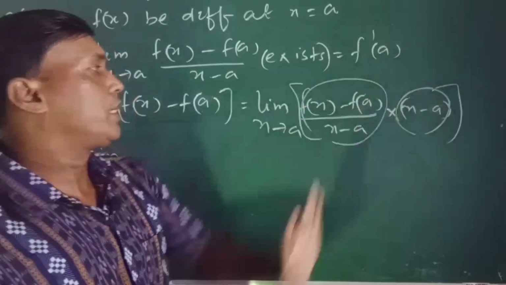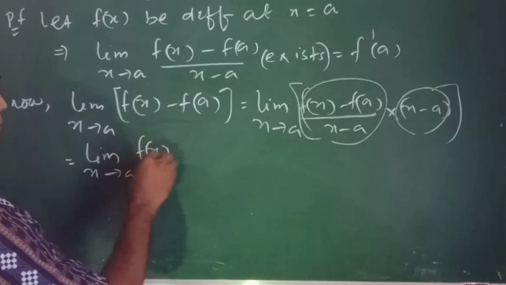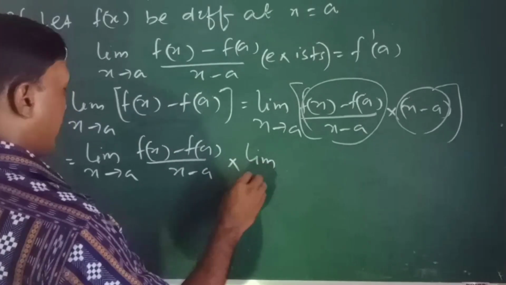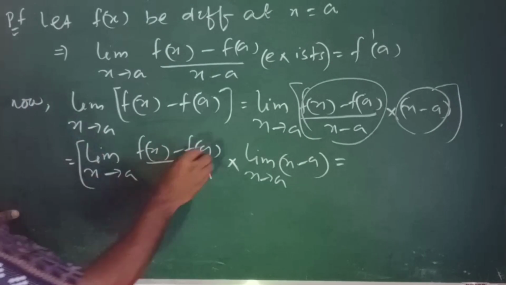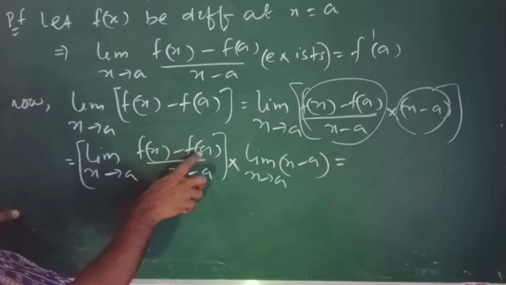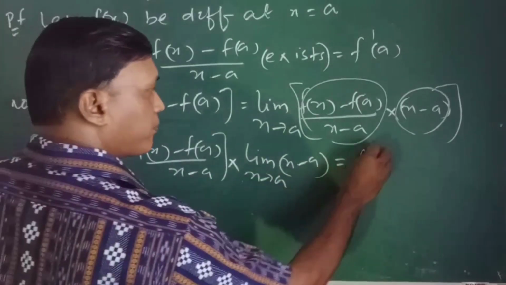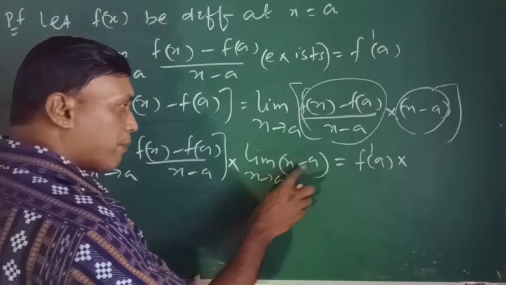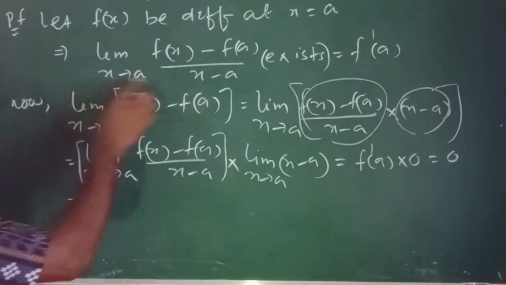Limit of f into g is limit of f into limit of g. That means limit x tends to a of (f of x minus f of a) by (x minus a), into limit x tends to a of (x minus a), is equal to the limit of this. Look at here, f dash a is this: limit x tends to a of (f of x minus f of a) by (x minus a). Limit of this is f dash a. So the value of this is f dash a into limit of this, put x is equal to a, minus a is 0, and this is equal to 0. So we find limit of this is equal to 0.